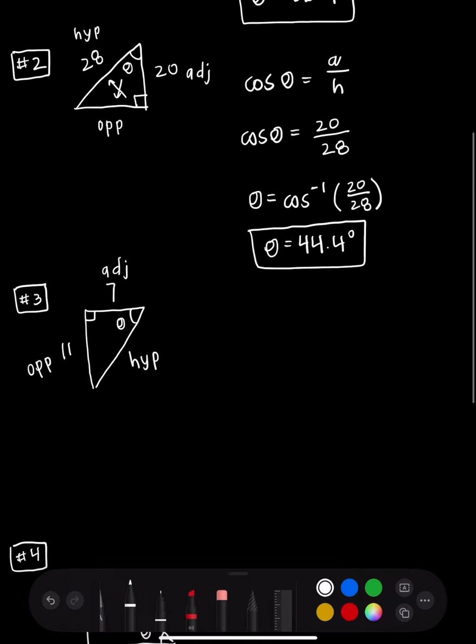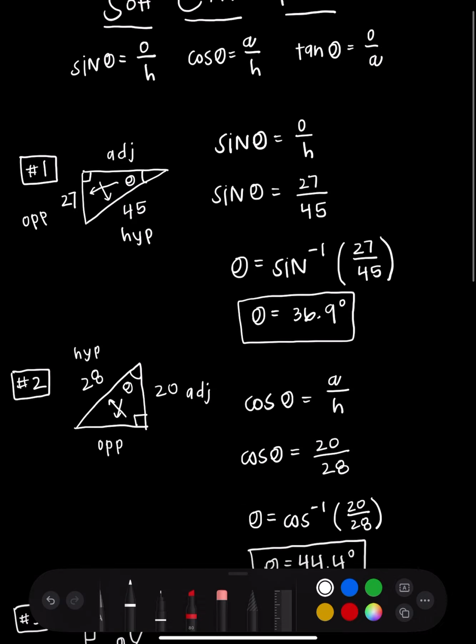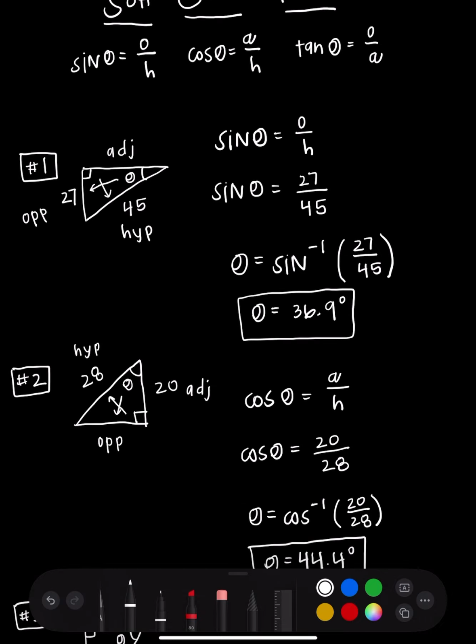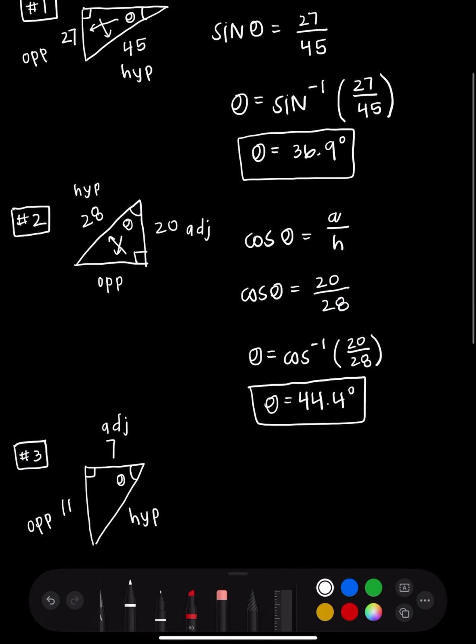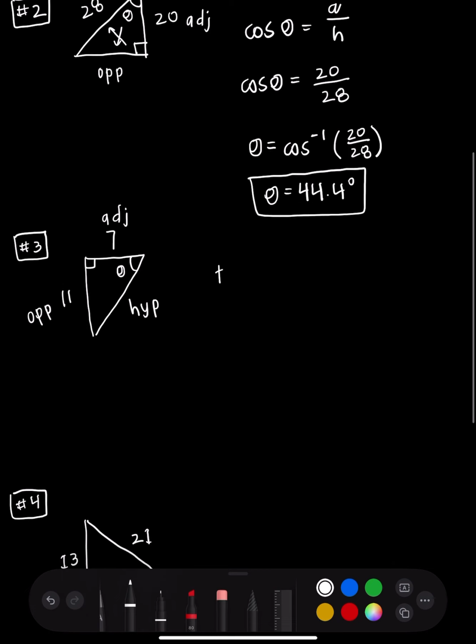Let me scroll up. Which trig function uses adjacent and opposite? That's the last one. That's tangent. So I'm going to say tangent of theta is equal to opposite over adjacent. And then we're going to plug in what we know. So I don't know what theta is yet. I'm just going to say tangent theta equals your opposite side is 11, your adjacent side is 7.